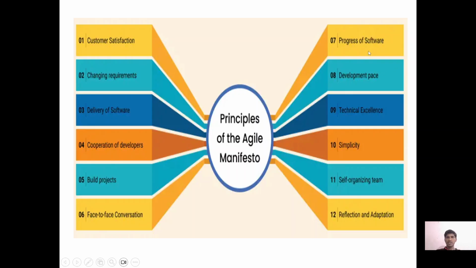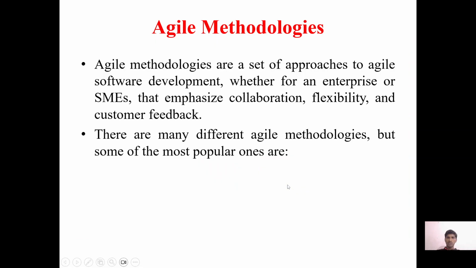So the seventh principle is progress of software. Simultaneous progress or progressive growth must be there for software development. Then development pace, likewise technical excellence, simplicity, self-organizing team, and lastly reflection and adaptation. So these are all the 12 agile principles for development of software based on agile methodologies.